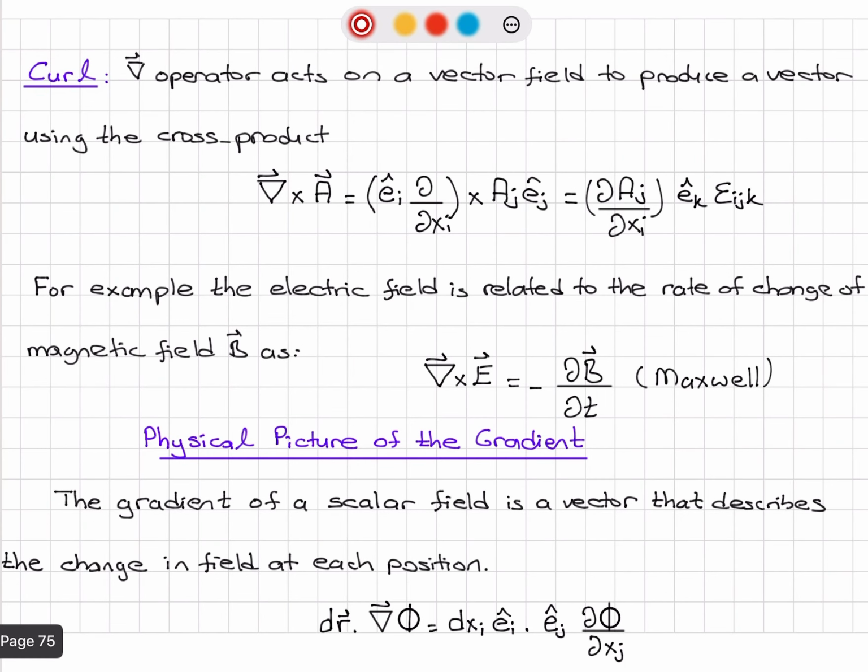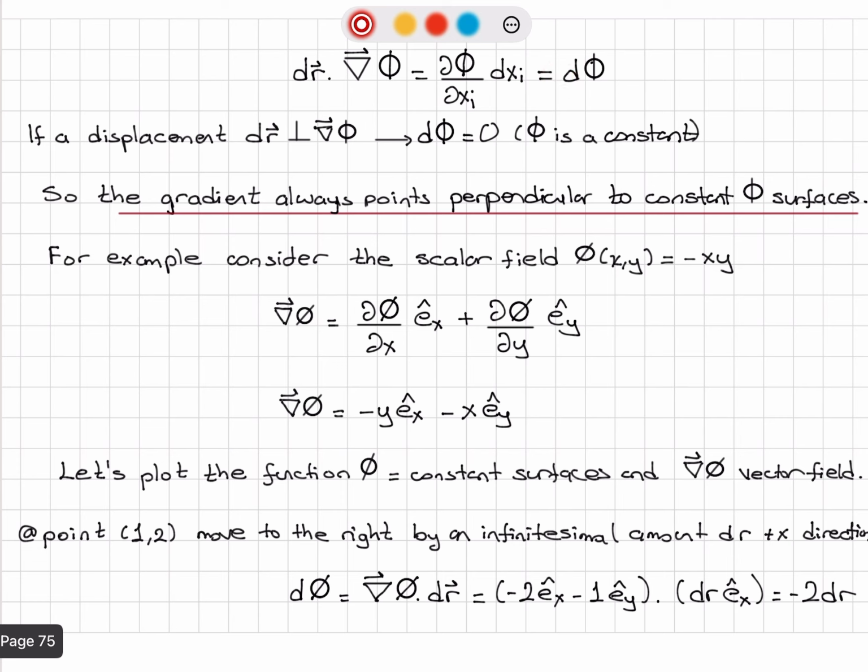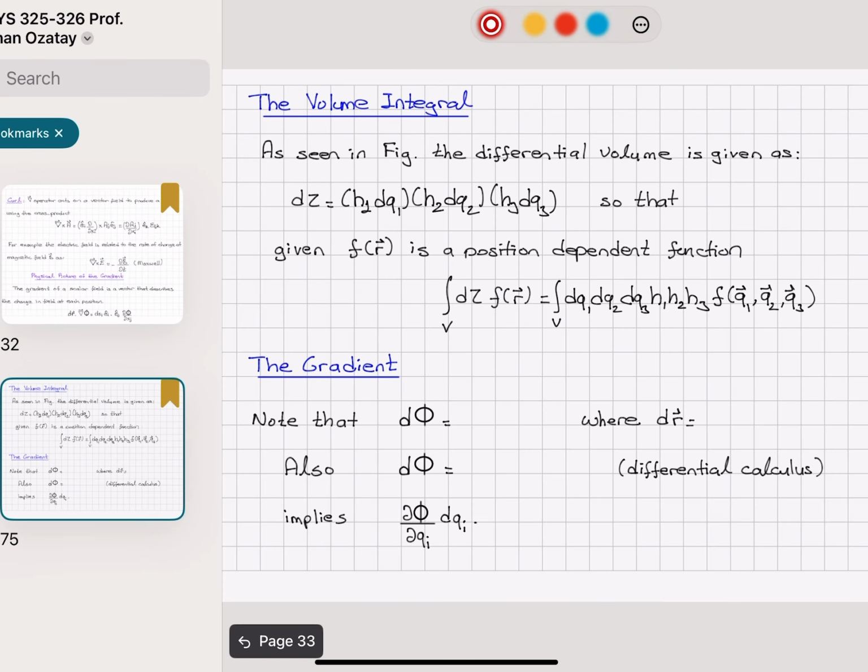Now we're going to talk about the gradient operation in curvilinear coordinates, but before we do that, I want to recall the physical picture of the gradient. If you remember, the gradient of a scalar field is a vector that describes the change in field at each position, so that when I take the dot product of the gradient with a displacement vector, I would get the change in that scalar field. So if a displacement is perpendicular to the gradient, that means the change is going to be zero. In other words, gradient always points perpendicular to constant phi surfaces.